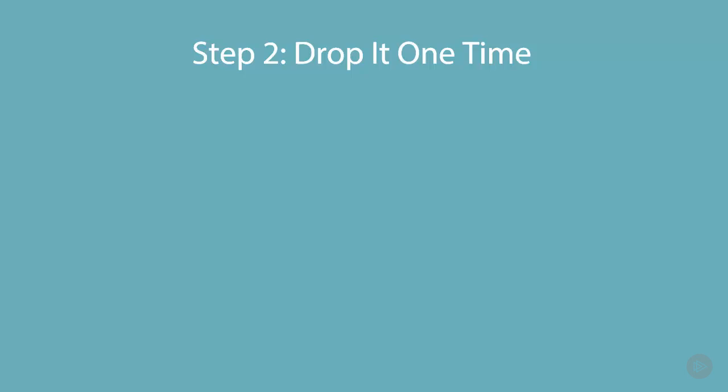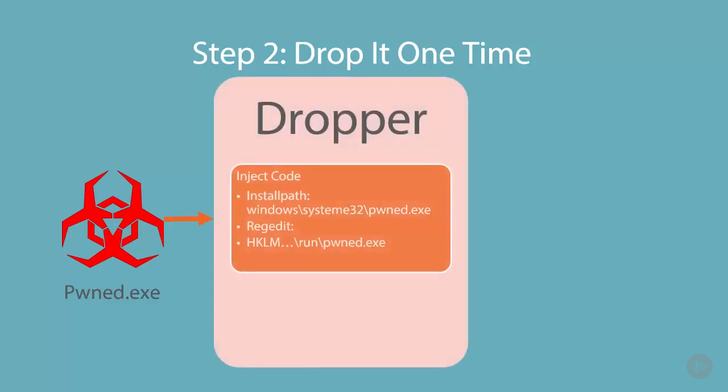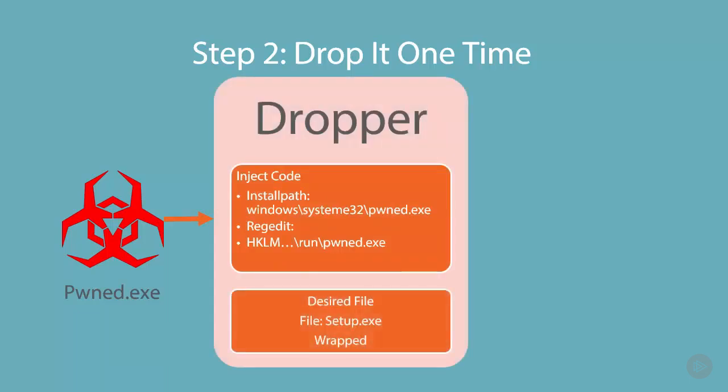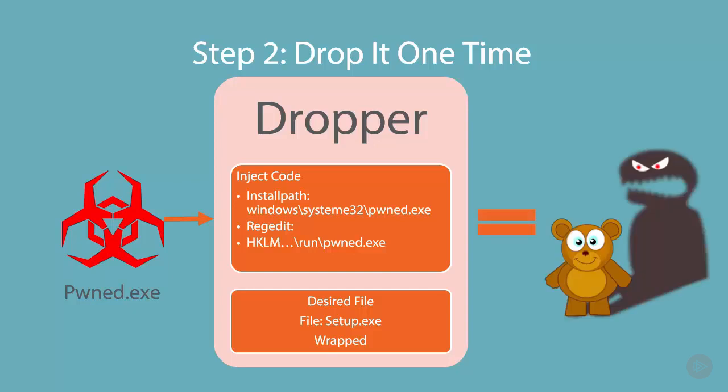No, we're going to actually create what we refer to as a dropper. What we mean by creating a dropper is that we basically take our monster that we've created and we tell it how to install itself utilizing the desired or the legitimate program. And of course, once we've done that, we're ready to take our monster and turn it into a cute little teddy bear. Go ahead, double click on him. He won't hurt you. And how we combine the two together is something called wrapping.